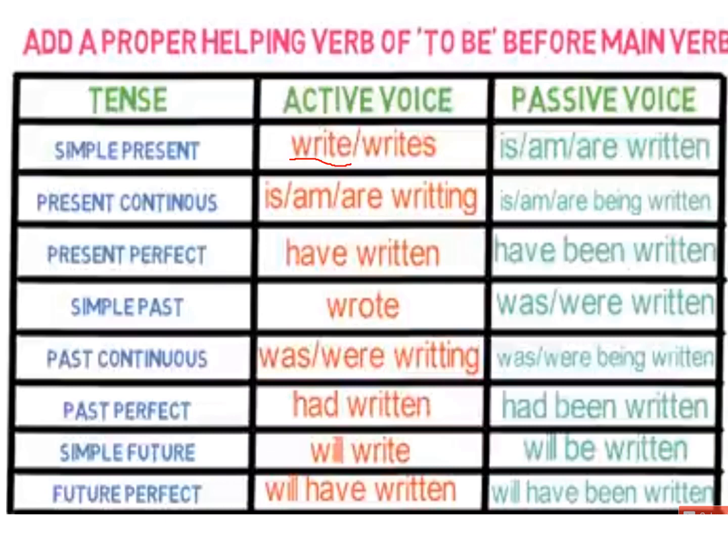Here in simple present tense, either it is write or writes. Here you have to be very careful that in passive voice you have to write down the helping verb is, am, are, depending on the pronoun or the noun. So is, am, are will be followed by the past participle form of the verb, that is V3, that is written.